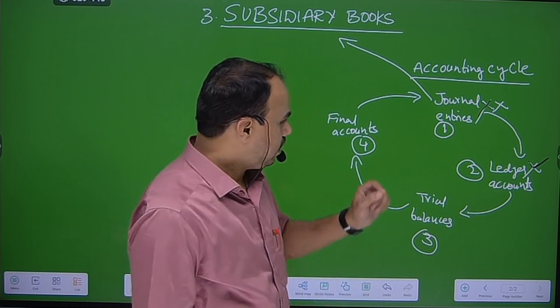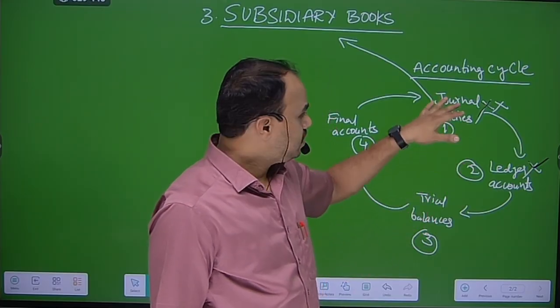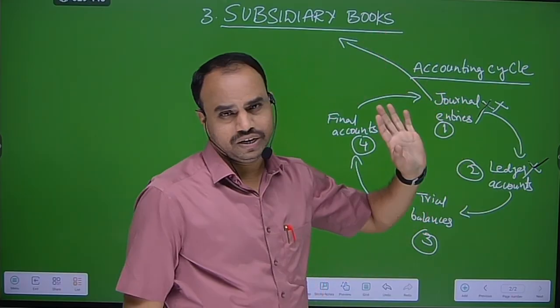I think you understand, Anna. See, in big organizations, what happened, beta? Big organizations, instead of journal entries, they will prepare the subsidiary books.